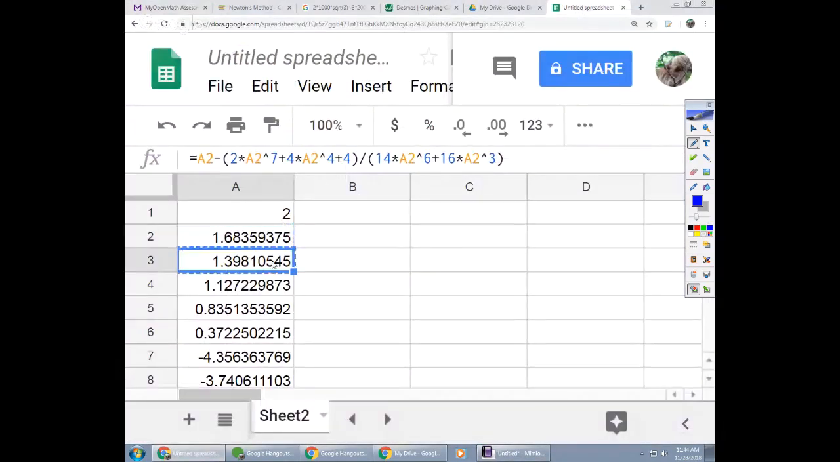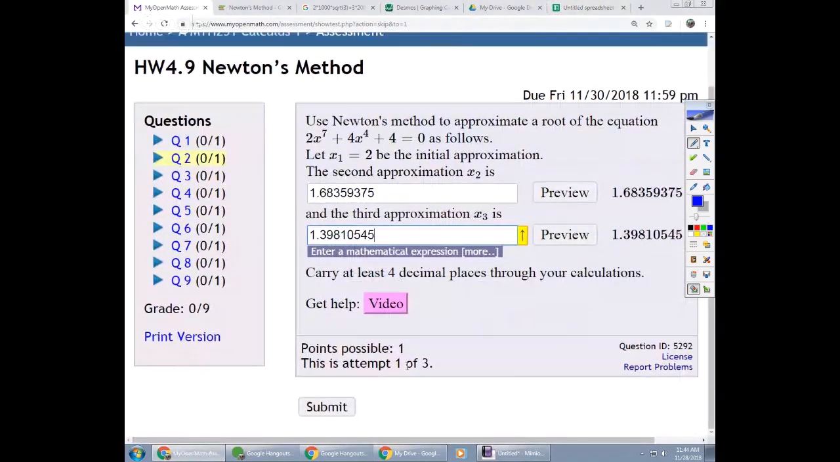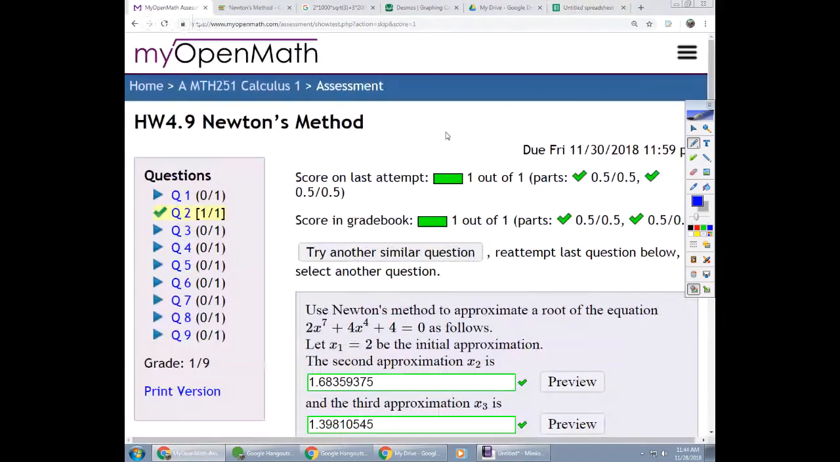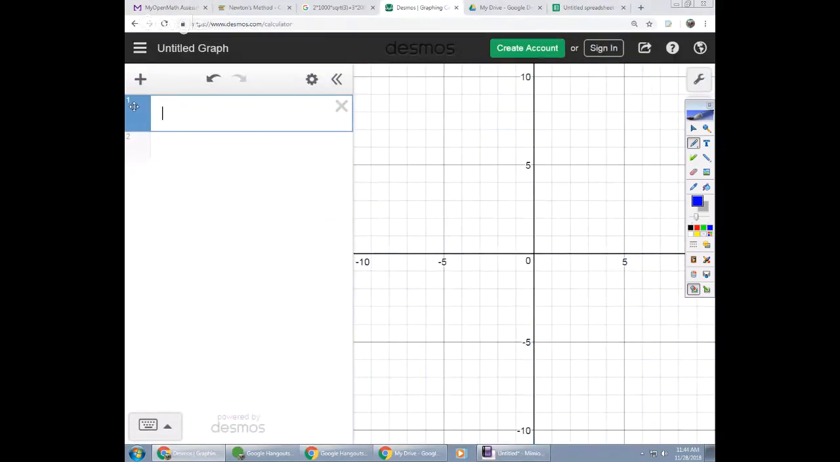Ooh, is that a test? Sure. You just had to do it on Desmos too. Ta-da.